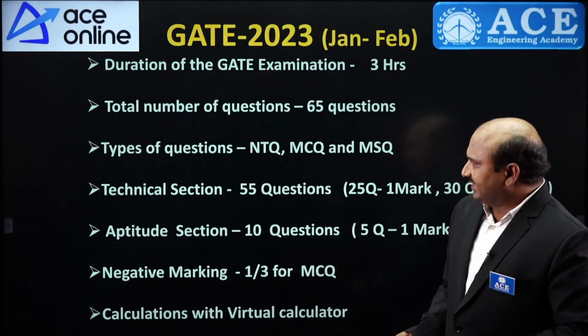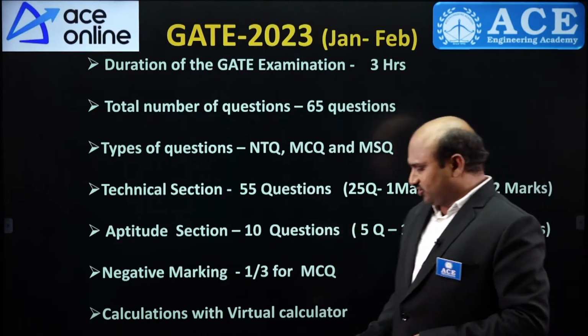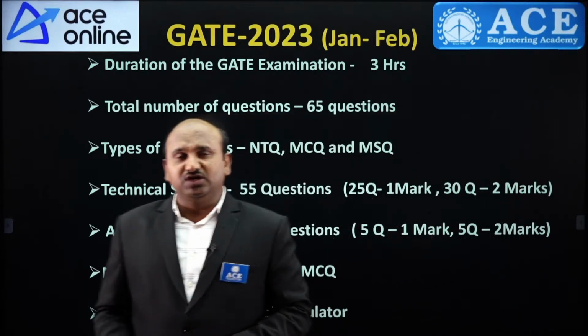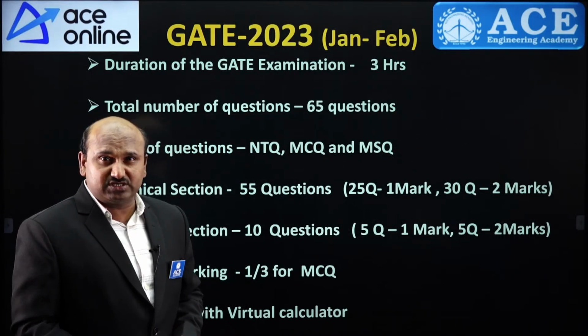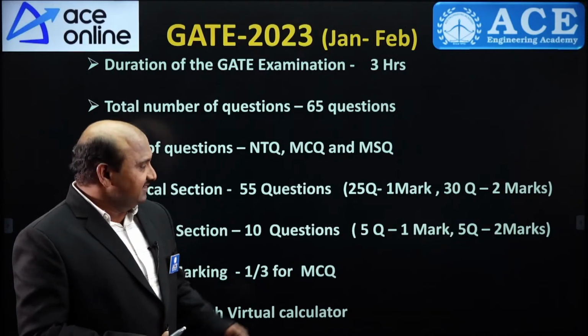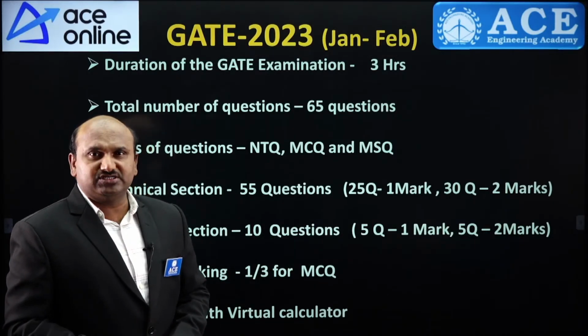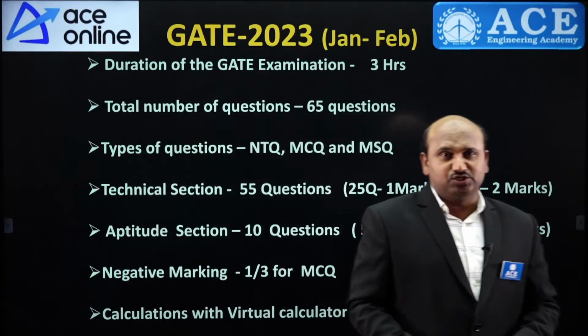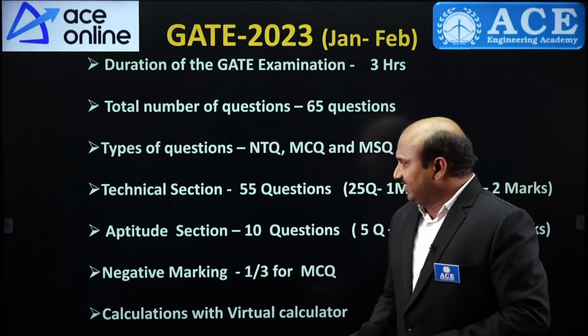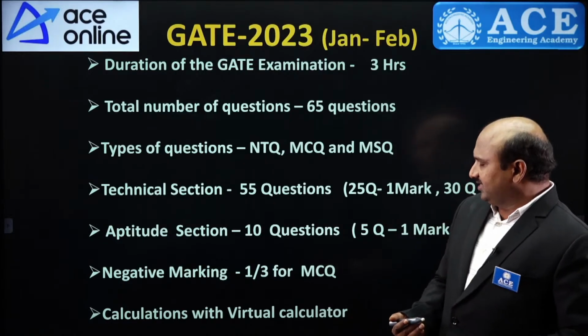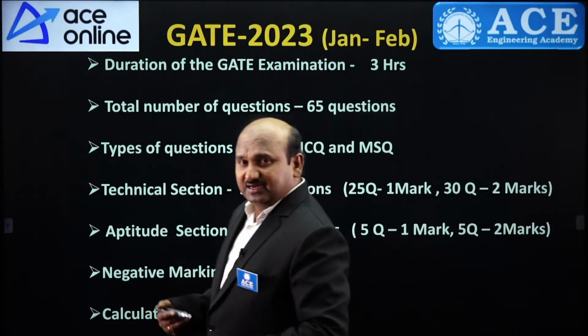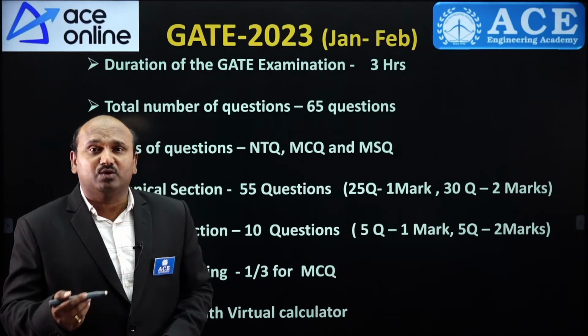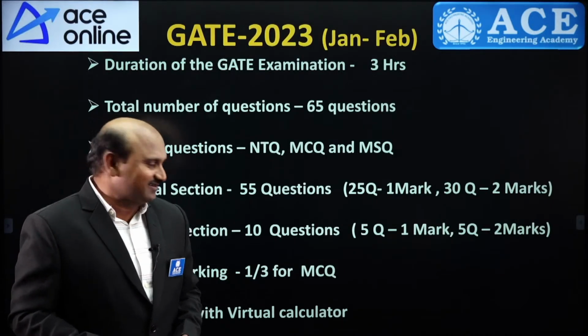Coming to the technical section, you have 55 questions. Out of 55 questions, 25 are usually 1 mark questions, and 30 questions are 2 marks questions, under numerical type, MCQ type, and MSQ type. Coming to the aptitude section, there are nearly 10 questions. Out of 10 questions, 5 are 1 mark questions and 5 are 2 mark questions.